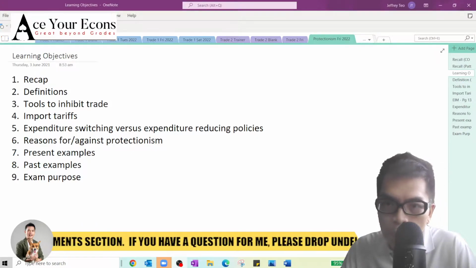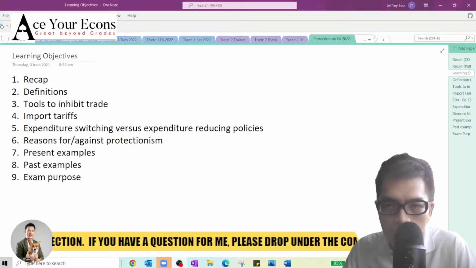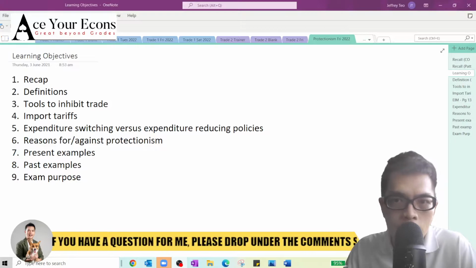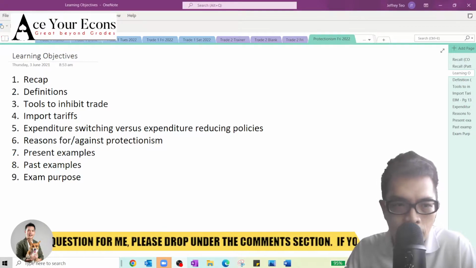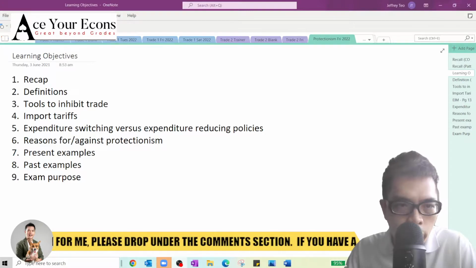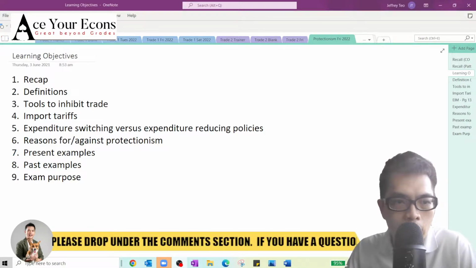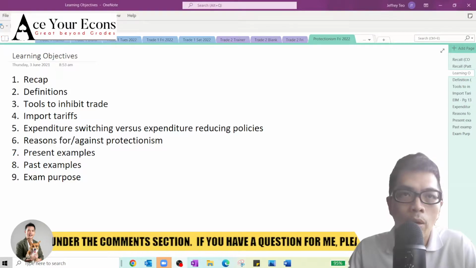When I look at protectionism, later on I'll insert a proper definition. Our key concern here is how are we going to block imports today? There are also exceptions from this definition, which I'm going to show you in a short while. I'll be covering tools to inhibit trade. Inhibit means to slow down trade. Today our emphasis will be on import tariffs. This is by far the most common diagram used.